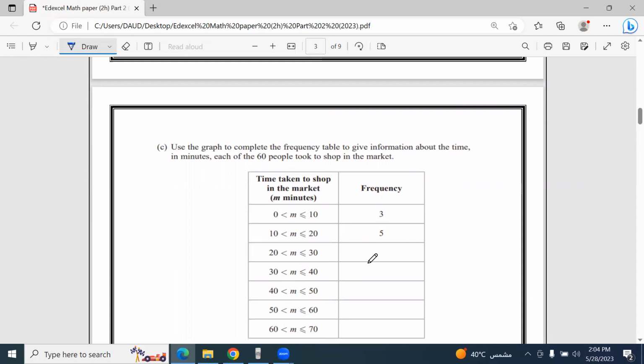Twenty to 30 is 7. 30 to 40, we found 15. Sorry, 10. 40 to 50, 15. 15, and then lastly, we found 5.